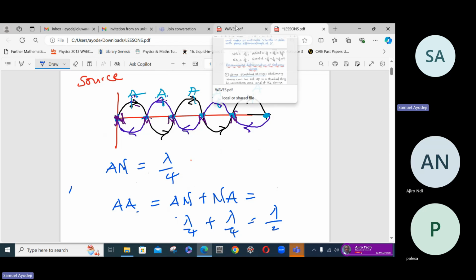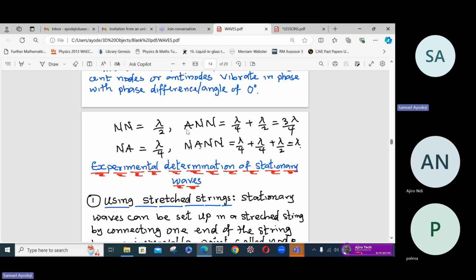Okay, so you understand now. That's how you have all these things. So you can do N to A, lambda over 4, A to N, lambda over 4, N to N, lambda over 2. Add up together, that will give all this. Is that clear? Yes, sir. Okay, fine.